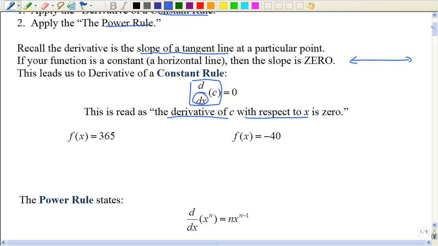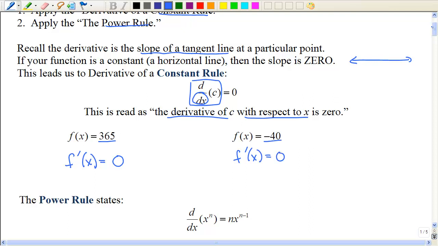Another notation that we saw in Chapter 2 for the derivative was the function with one little accent mark, or one prime, but we call that f prime, or the derivative of f. All right, and so if f of x is a constant 365, then the derivative is 0. Whether the function is positive or negative, that's still a constant. You don't see any variables.